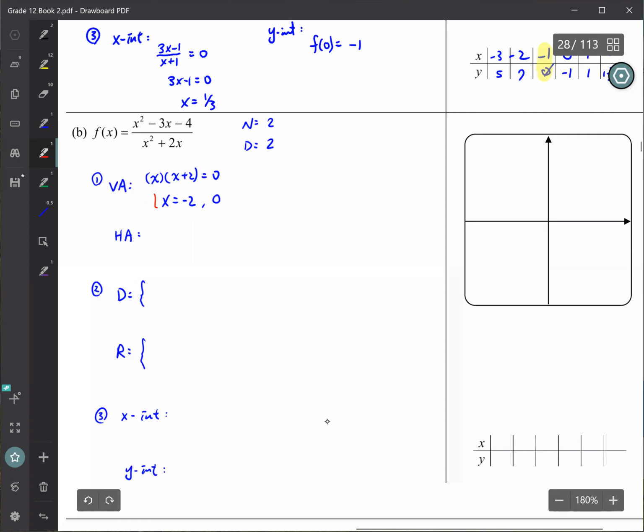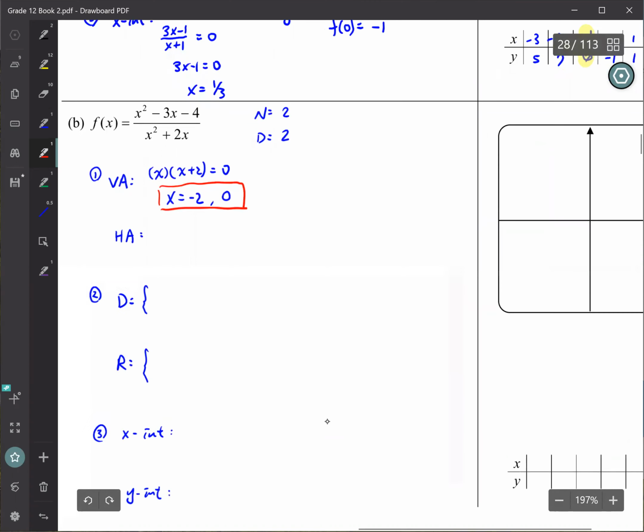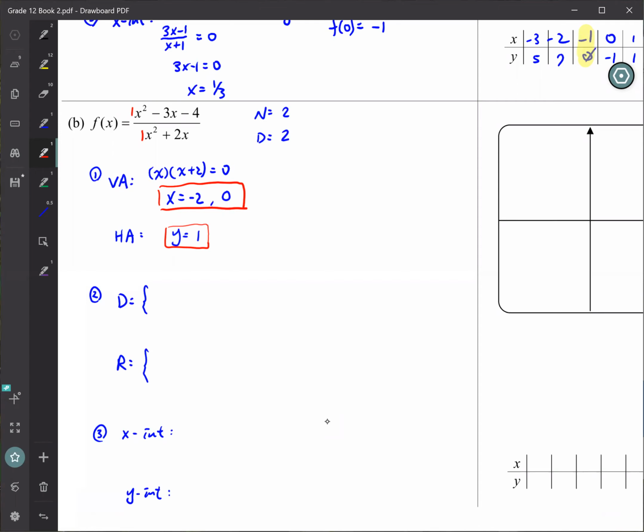Okay. Now horizontal asymptote, if we follow the rule, right? You just look at the 1 and 1, right? The coefficient. So the horizontal asymptote is y equal to 1, right? So it's much faster if you use the rule. If you use the subbing at 1,000, you will need a calculator to do that, right?